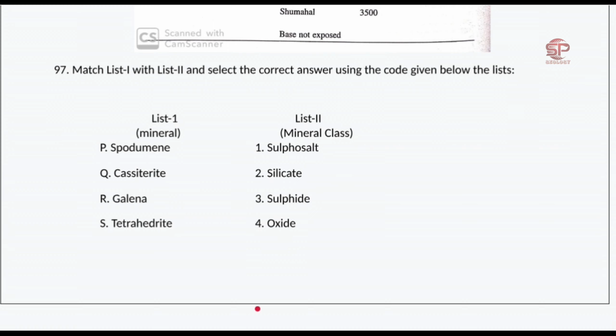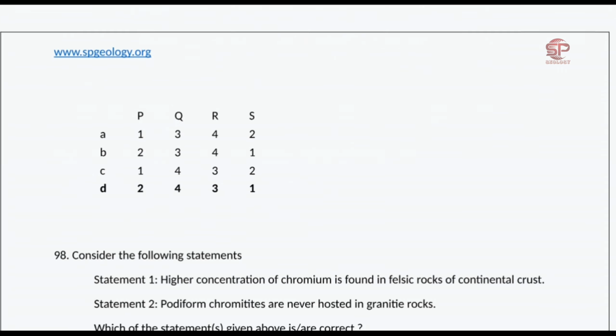Match the list. First comes spodumene. Spodumene is a silicate. It belongs to the pyroxene group. Cassiterite is tin oxide. Galena is a sulfide. And halite is a salt. So the answer will be D.